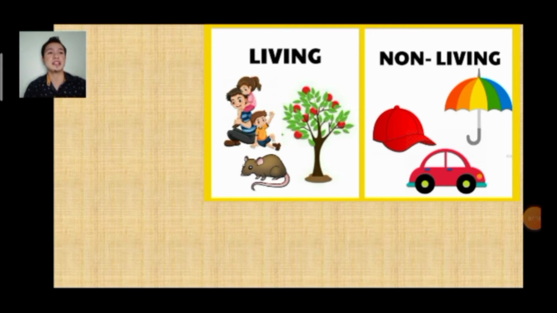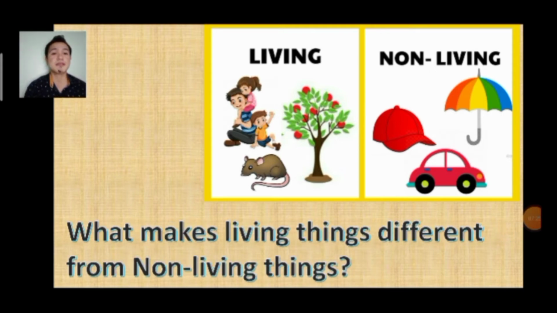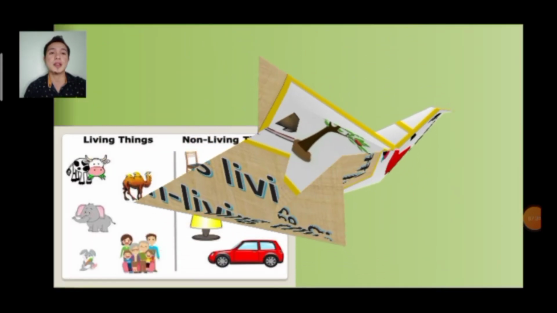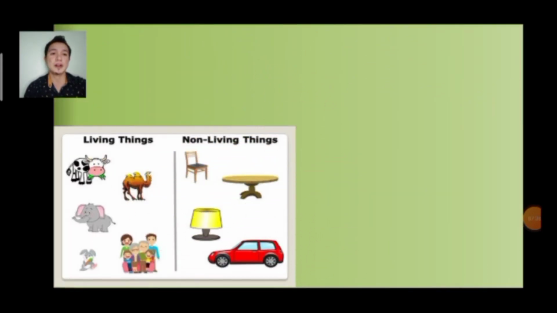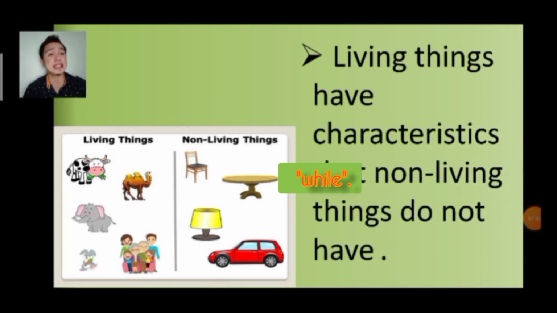Now, living and non-living things. What makes living things different from non-living things? We are going to identify, and the video says that living things have different characteristics. We are going to talk about it one at a time. Living things have characteristics that non-living things do not have.